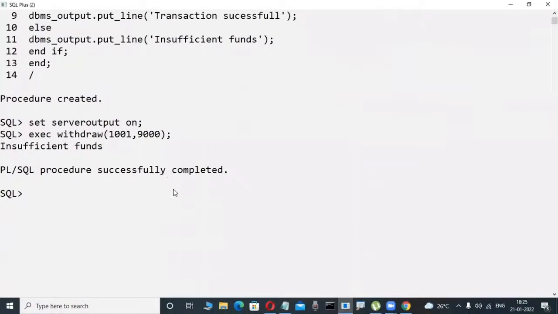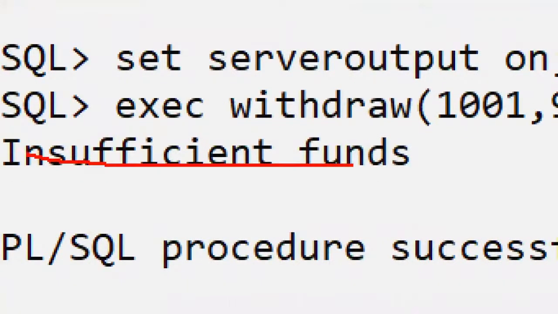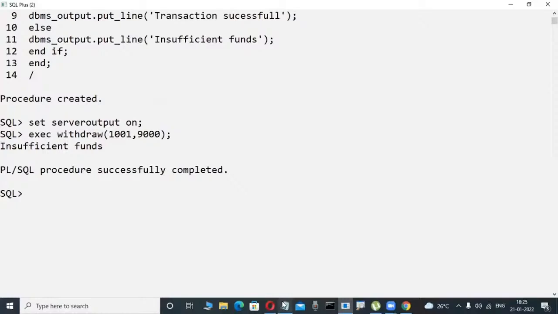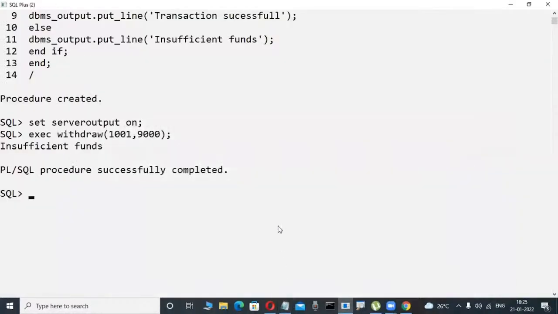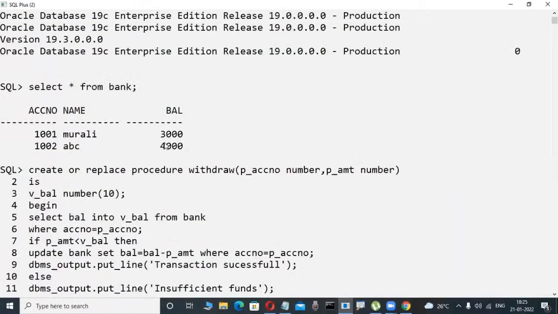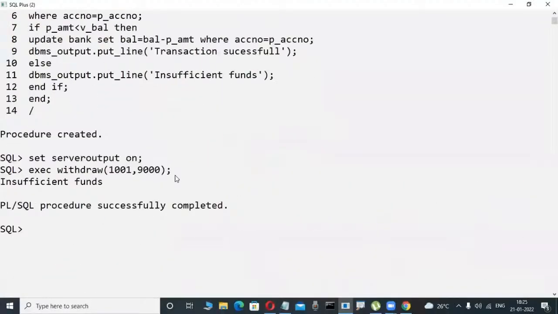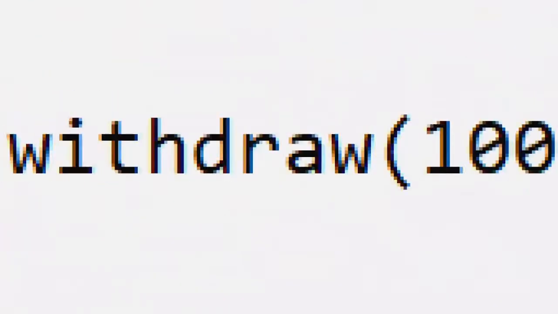Now suppose, for example, observe it logically: insufficient funds is a message, it will be displayed or not. Yes. Another case, OTP validation, all those things are the same. And now check it out. For example, in this case my balance is 3,000. Now I try to withdraw 2,000 rupees, for example. Here, observe it. 1001 is my account number. I try to execute withdraw again.